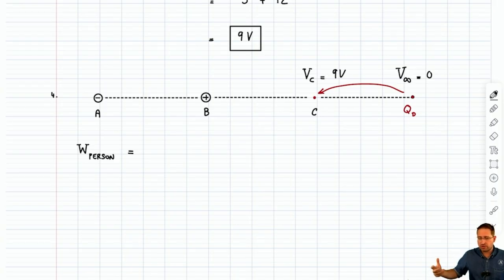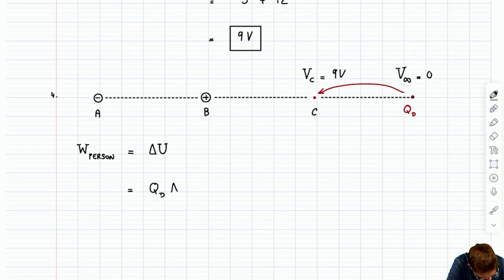The analogy is you took a crate from the bottom of the hill and you pull it up to the top of the hill. Now it has potential energy mgh. Well, the work you did is mgh total. That's what you had to do to bring it up to the top of the mountain, right? So the work done by the person is going to be the change in electric potential energy for QD. Okay, well, delta U is QD delta V.